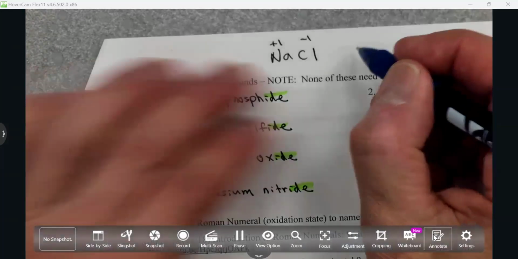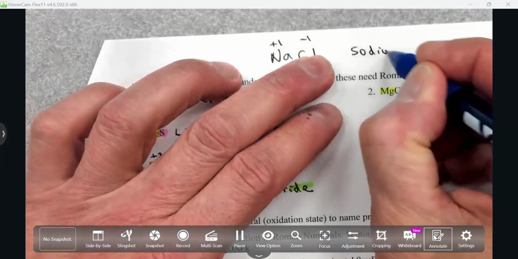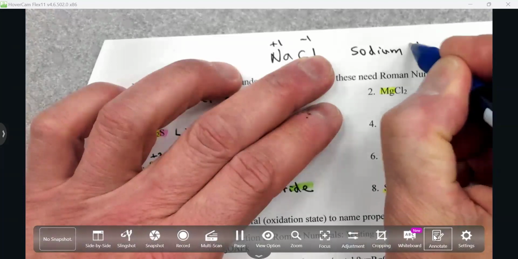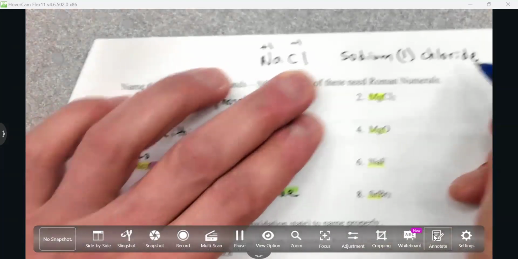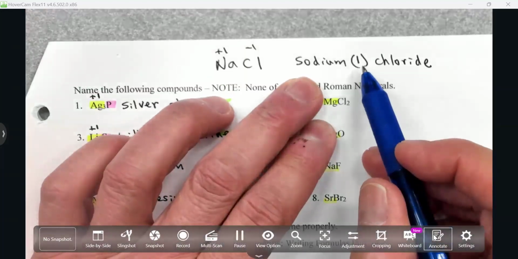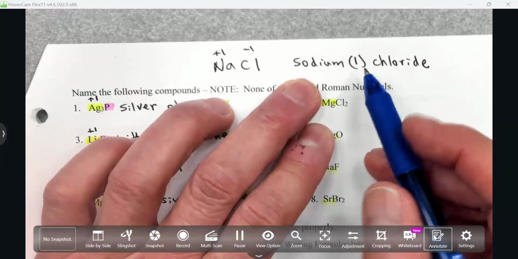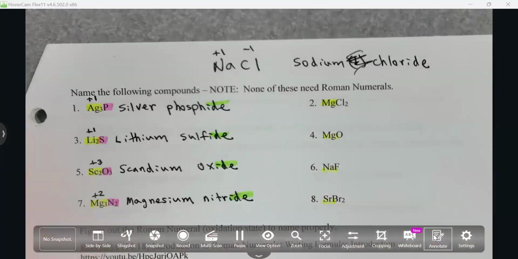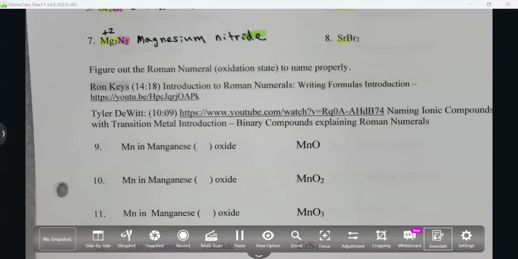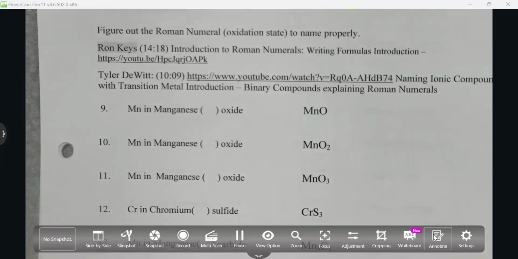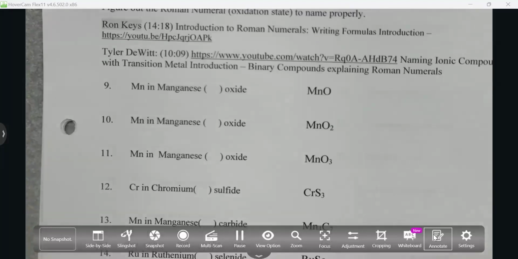You would never write down this. We don't need the Roman numeral 1. It's always 1. That's the only thing it can be. So you would never write down Roman numerals. But what we've got to do now is figure out Roman numerals. Okay. So how do you figure out Roman numerals?